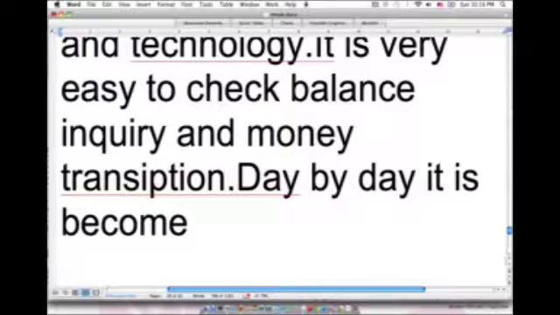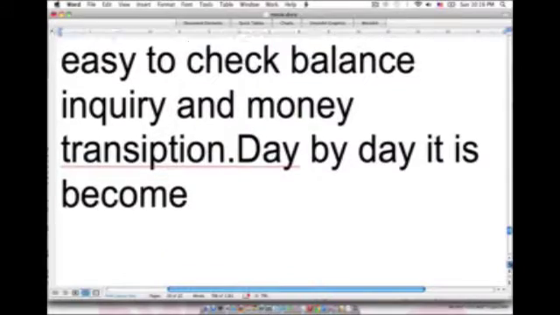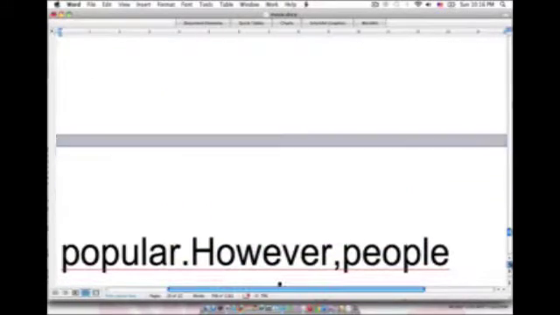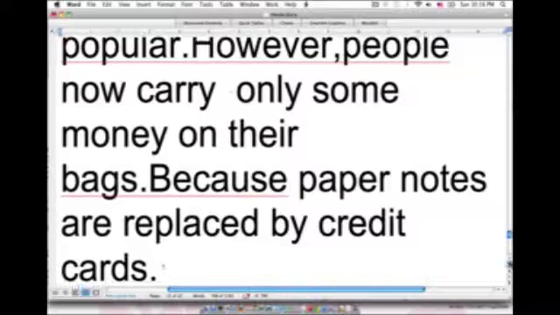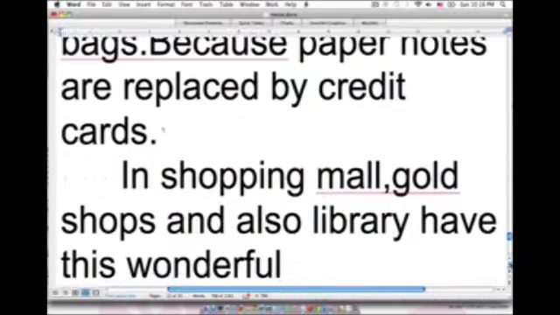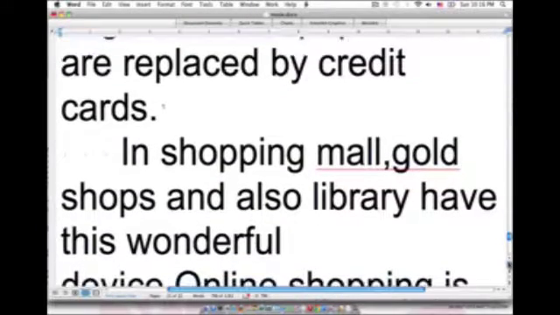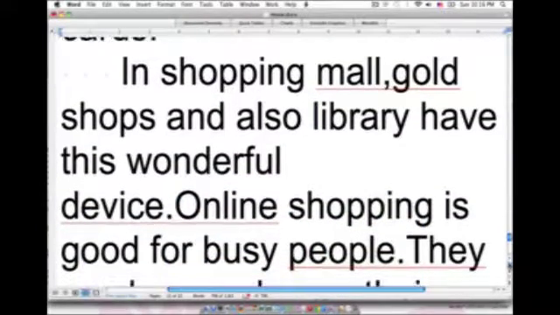Day by day, it is become popular. However, people now carry only some money on their bags. Because paper notes are replaced by credit cards, that's In shopping mall, gold shops and also library have this wonderful device.